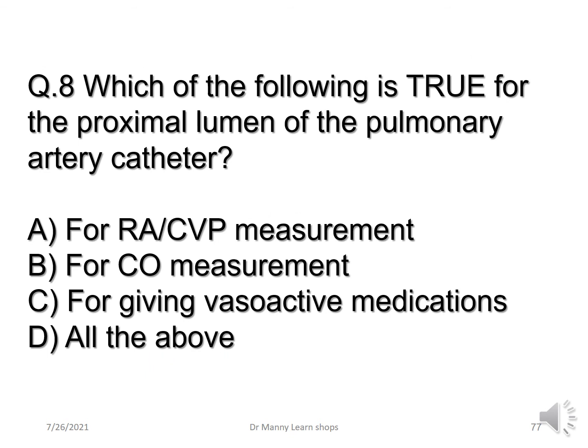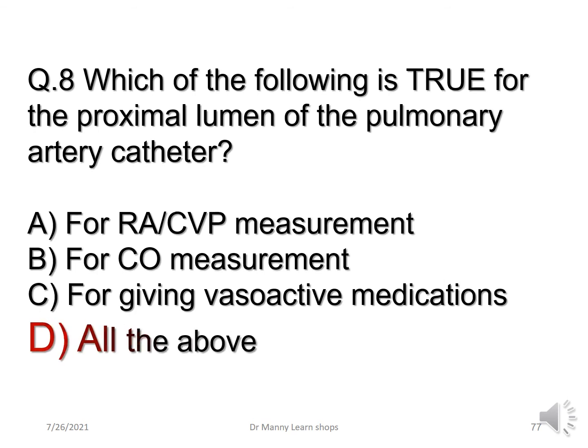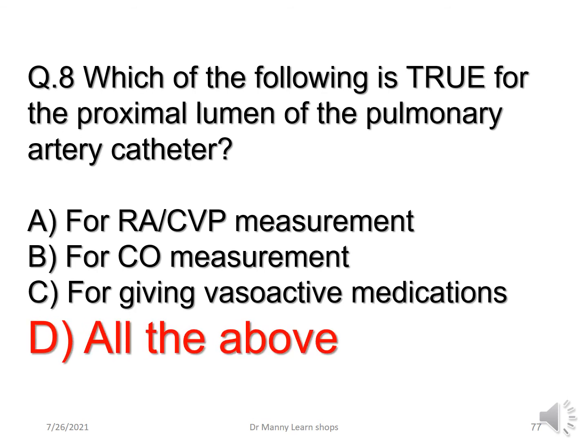Which of the following is true for the proximal lumen of the pulmonary artery catheter? You can use it for right atrial and CVP measurement. You can use it for cardiac output measurement by thermodilution. You can use it for giving vasoactive medications. Or all of them. The correct answer is all of the above are true.